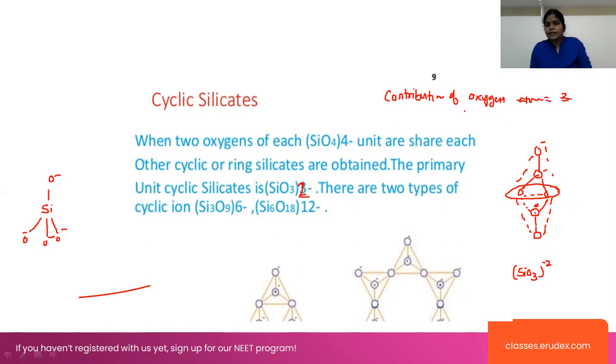3 oxygen atoms. Sharing of oxygen atoms will be 2 here. Sharing of oxygen atoms will be 2. So the general formula for this is SiO3 and here it is 2 minus. This is for only one single unit. Whenever we are taking n units, then we will get SiO3 n, and here it is minus 2n here. This is the general formula for the cyclic silicates here.